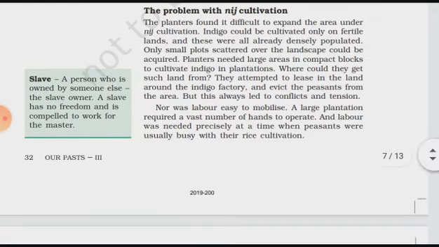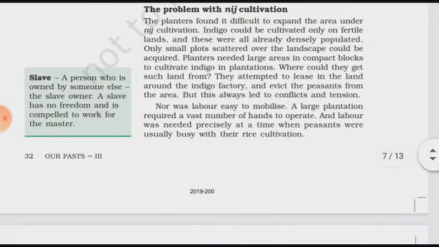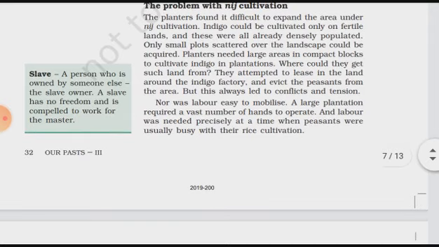Only small plots scattered over the landscape could be acquired. Only these small plots, spread or extended over the landscape, could be used for nij cultivation. Planters needed large areas in compact blocks to cultivate indigo in plantations.